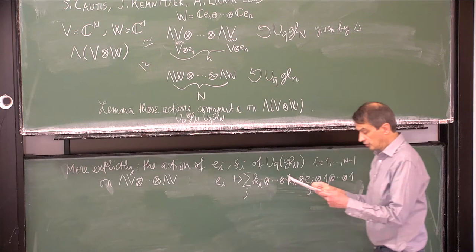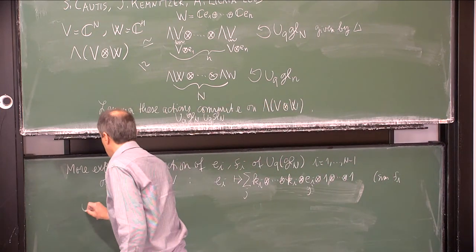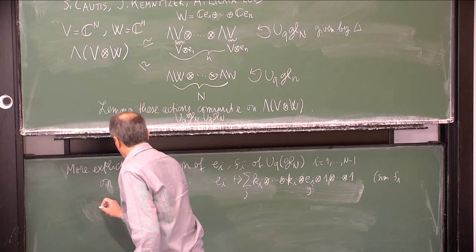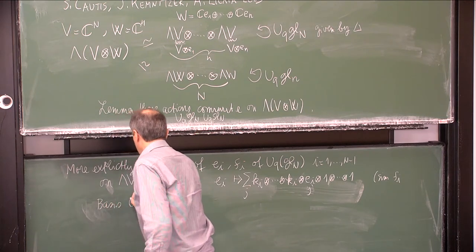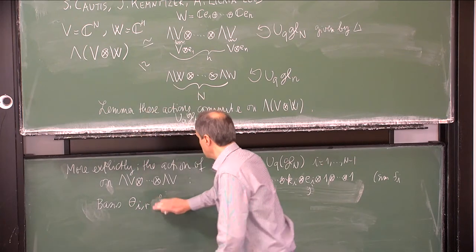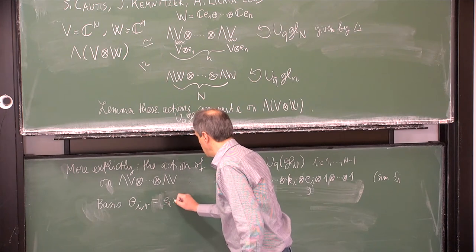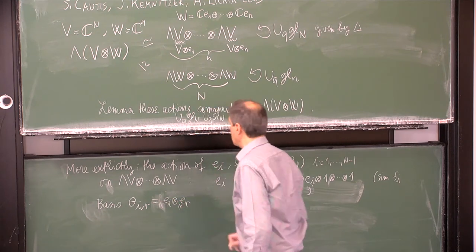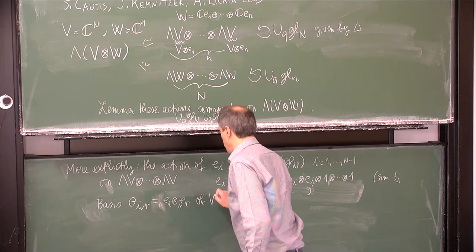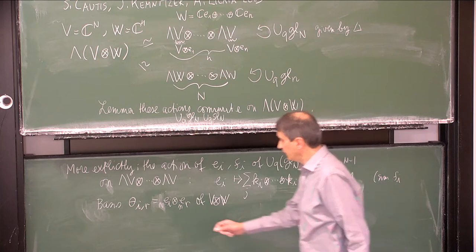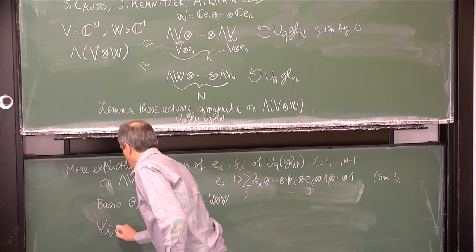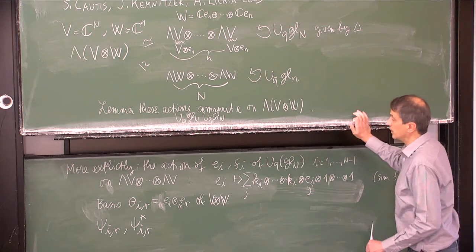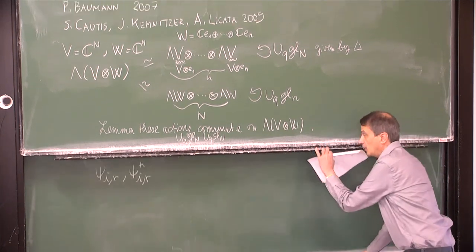And here the action can be expressed in terms of fermions. Then you have the fermions psi I. So here we have again some basis theta I r, which is the tensor product of bases. Yesterday's notation was capital N, small n, for the two subalgebras of V tensor W. And then we can define again some corresponding fermionic operators, psi IR and psi IR star, with the classic commutation relations.